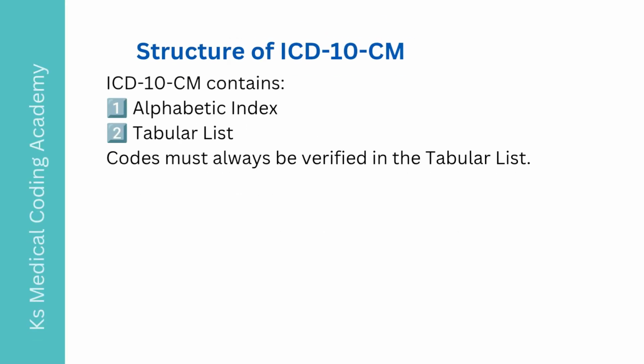Structure of ICD-10-CM. ICD-10-CM contains two main parts, the alphabetic index and the tabular list. Begin your search in the alphabetic index, but always verify and confirm codes in the tabular list. The tabular list contains the official coding instructions you must follow.